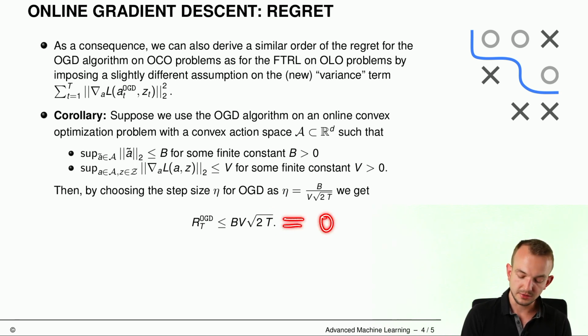And again, this is a good result because this is telling us this is sublinear, it's small o of T. It's not growing linearly with the time horizon, but rather like a square root of the time horizon. So the average regret is tending to 0 per time step.